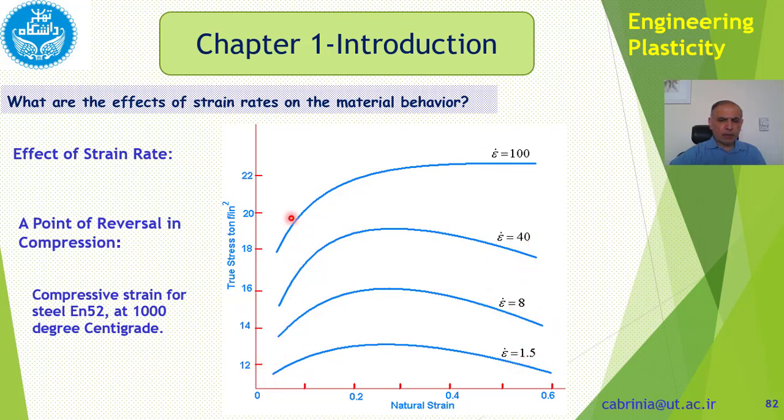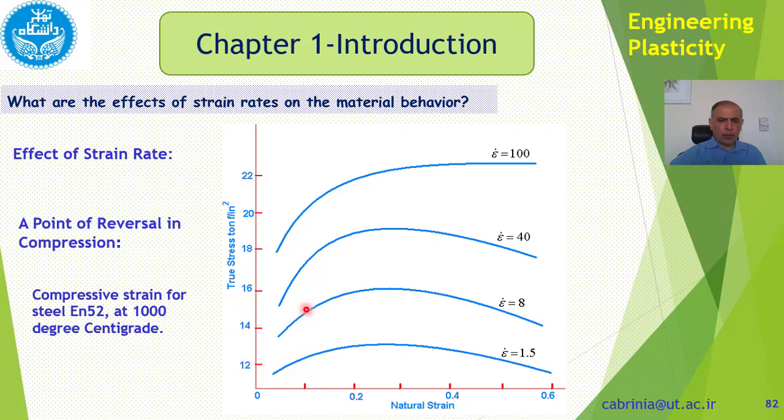If we look at these numbers, we see that sigma, or the true stress, increases with the strain rate. As you can see here, for instance, for 0.1 strain, we get about 12.5 ton force per square inch.